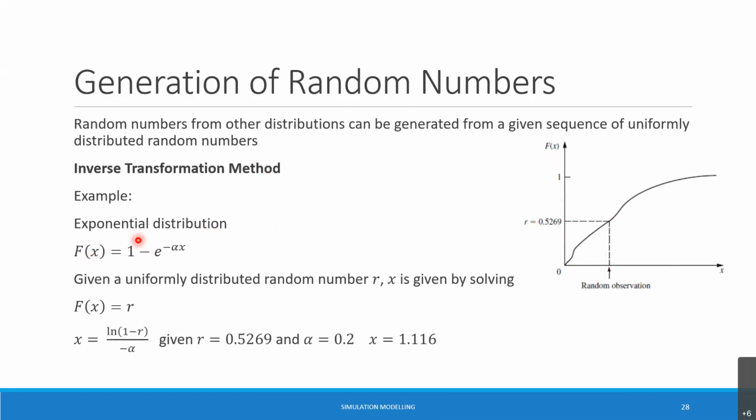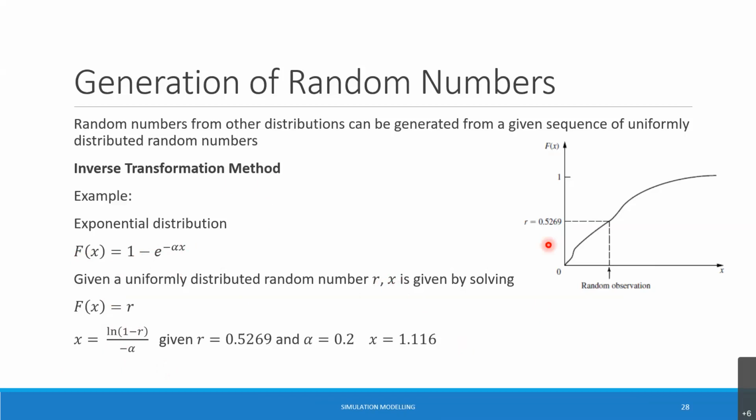In the case of the exponential distribution, the cumulative distribution F(x) is equal to 1 minus e to the power minus alpha x, where alpha is the parameter of this exponential distribution. So if I take a uniformly distributed random number R, I can find x by taking the inverse of F(x). So x is equal to the log of (1 minus R) divided by minus alpha.